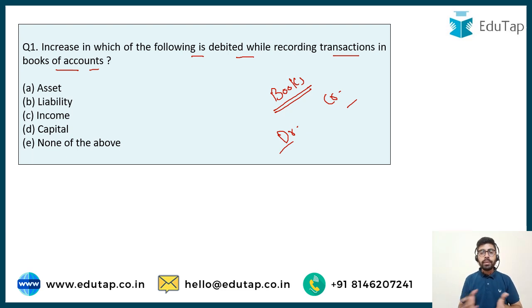Now what are these debit and credit? In very simple terms, they are the plus and minus of accounting. In maths we have plus and minus. In accounting, we do not have plus and minus. We have only debit and credit. So everything that happens, we are either going to debit it or credit it. This question is basically stating that increase in which of the following is going to be debited: assets, liability, income, capital, or none of the above.